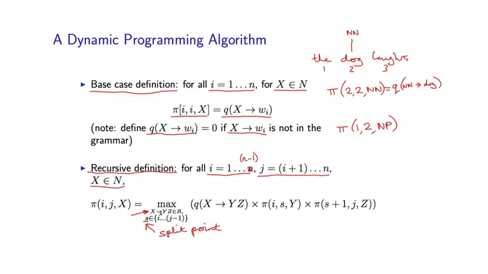And so I'm going to search over these two choices, the choice of rule and the choice of the value for s. And then I'm going to multiply in q, the probability for this rule that I've chosen. And then I have pi of i s y, where y is here, and pi s plus 1 j z, z is here. And so this definition is recursive because this value of pi is calculated based on other values of pi. In particular, it's based on values of pi which are based on shorter segments. So the length from i to s, or from s plus 1 to j, is smaller than the length from i to j.